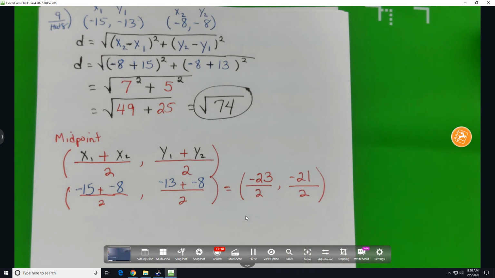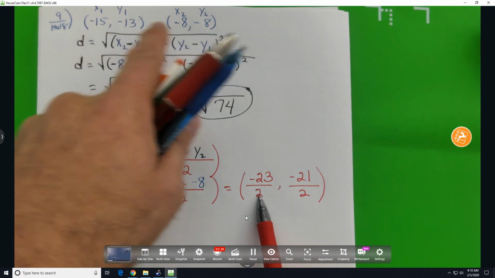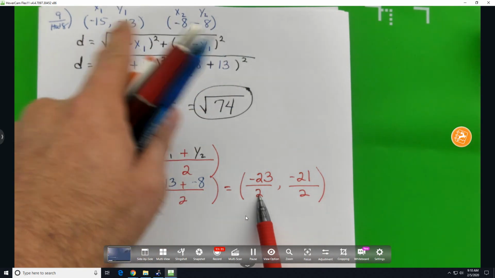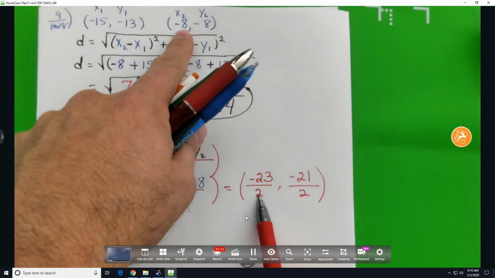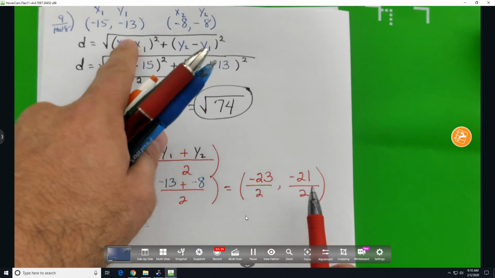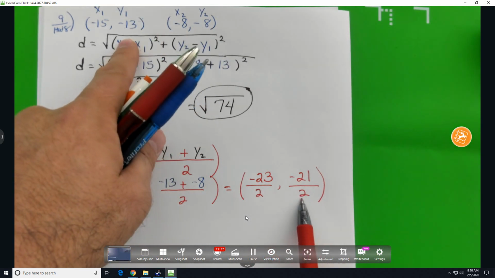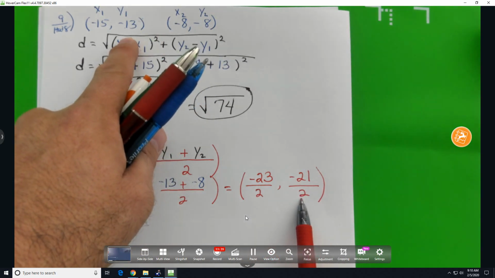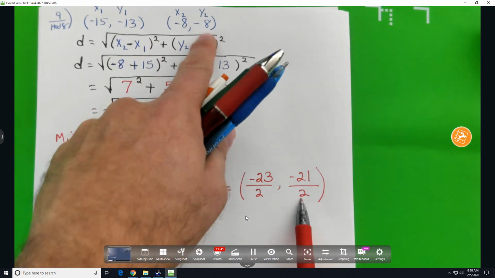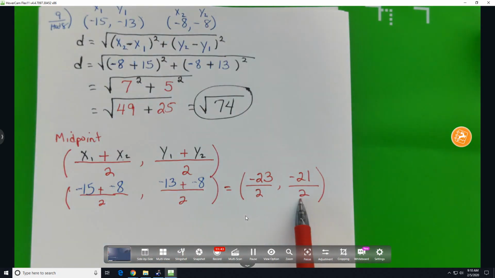So, if we think in terms of decimals, negative 23 over 2 is negative 12.5. Negative 12.5 is the number right between negative 15 and negative 8 on a number line. Negative 21 over 2 is negative 10.5. That's the number right between negative 13 and negative 8. Okay?